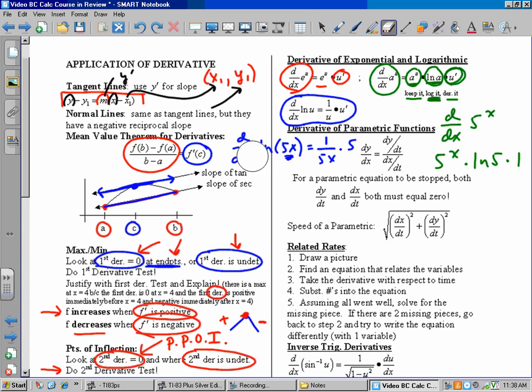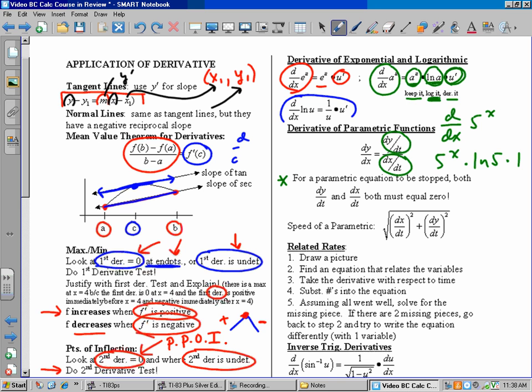The derivative of parametric functions. The derivative of a parametric is going to be the derivative of the y equation over the derivative of the x equation. I've got a specific video for parametrics if you want further details on that.